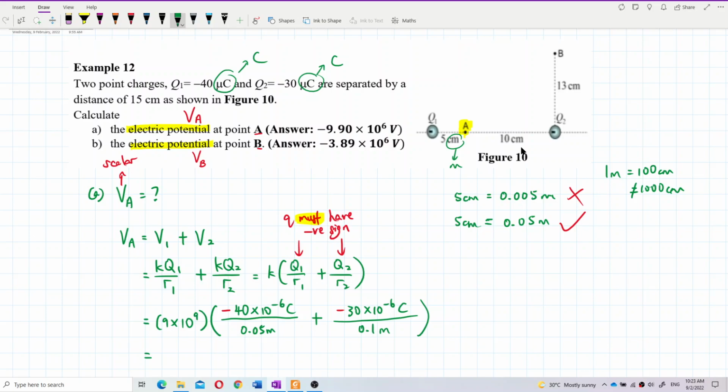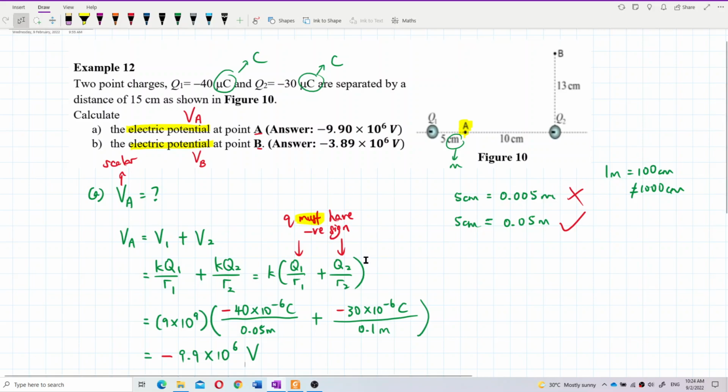In the end, let's calculate. Negative 40 exponent negative 6, and then divided by 0.05, then plus this one again, negative 30 exponent negative 6 divided by 0.1. And then multiply by 9 exponent 9. The answer is negative, because this one has a negative sign. Negative 9.9 exponent 6. The unit is volt.